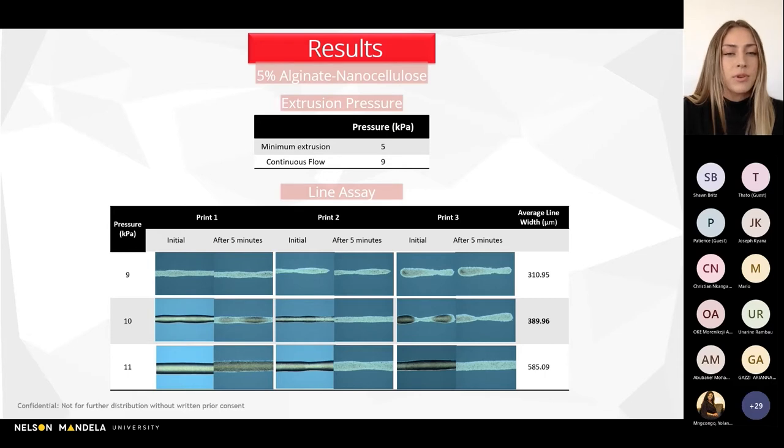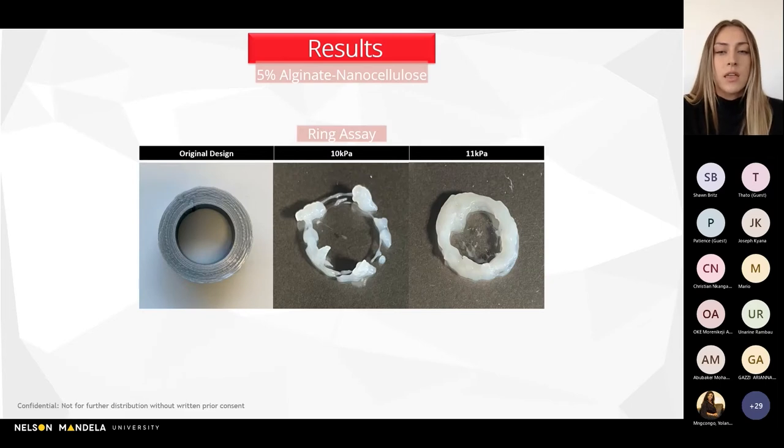However, the line of print 3 had gaps, as you can see in the image. 11 kilopascals printed the most consistent lines, but they were much thicker than the original design. It is also important to note that the printed lines maintained their shape after time passed. Based on these results, the ring assay was conducted at both 10 and 11 kilopascals. Although a more consistent ring was printed at 11 kilopascals, performance in this assay was poor overall.